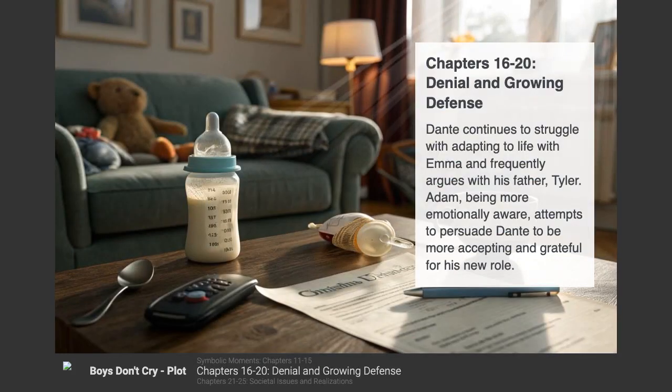Chapters 16 to 20, Denial and Growing Defense. Dante continues to struggle with adapting to life with Emma and frequently argues with his father, Tyler. Adam, being more emotionally aware, attempts to persuade Dante to be more accepting and grateful for his new role.